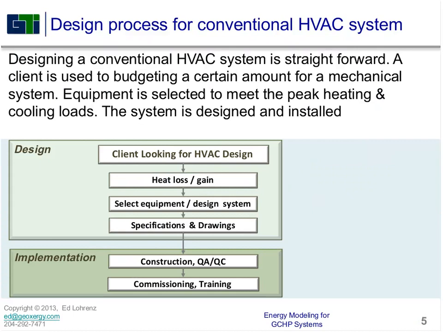The design process is fairly simple for a conventional system. You need to look at what the peak heat loss of that building is, and what the peak heat gain of that building is. And then you can select the equipment, design the system, prepare the specifications and drawings, and build the system. You only have to worry about how big that gas line has to be to deliver the BTUs on the hottest and the coldest day of the winter.